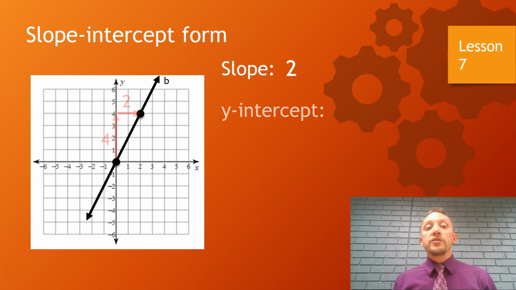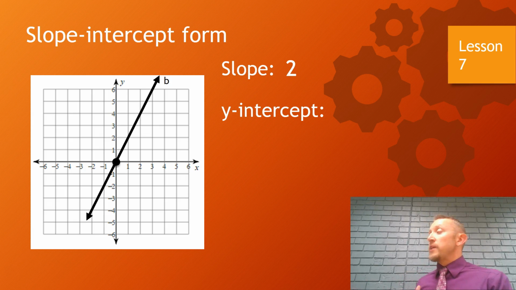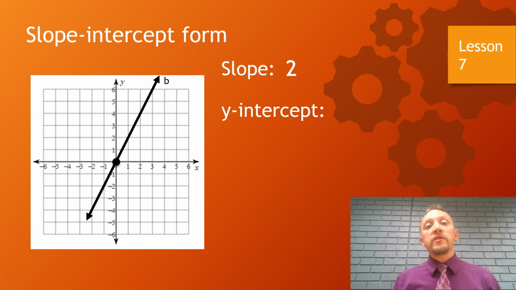Now we got to find our y-intercept. So y-intercept, remember, is that coordinate. We talked about this at the beginning of this video. That's the coordinate 0, 0.